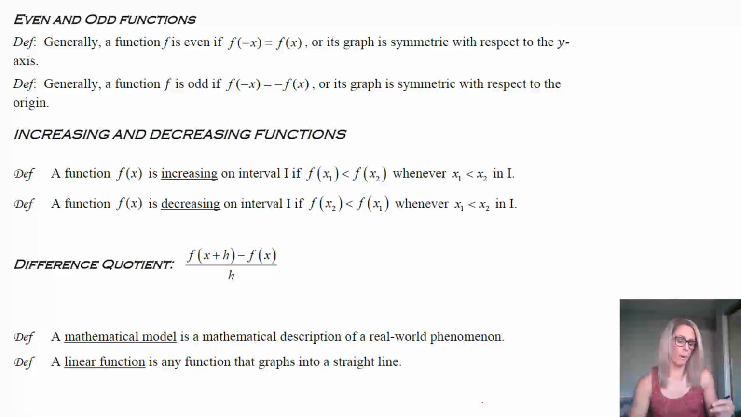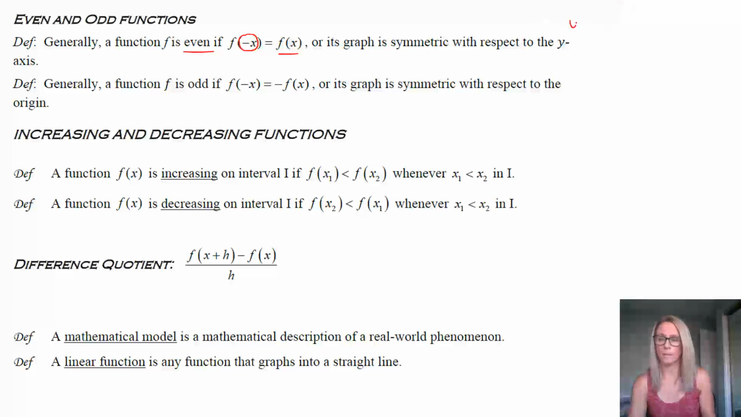So a few things that are good reminders for calculus from pre-calculus are just the reminders of even and odd functions. This can tell us a lot about the graph of a function, and that's why it's helpful in calculus. So a function is even if we plug in negative x into the function, and then out comes the same function that we started with.